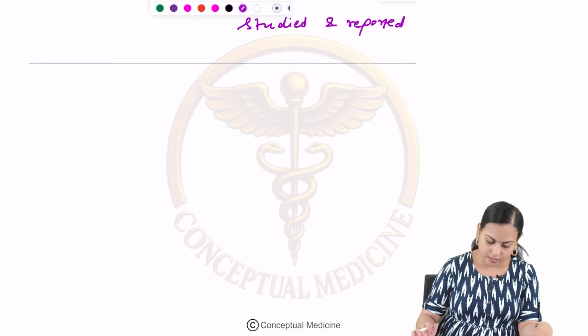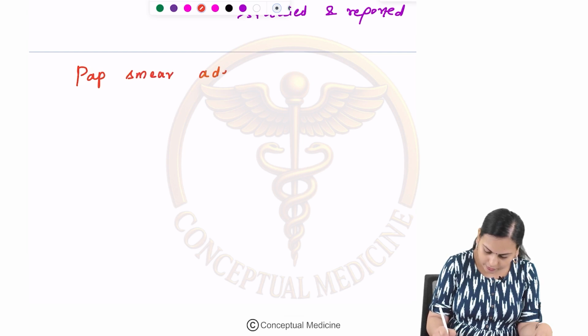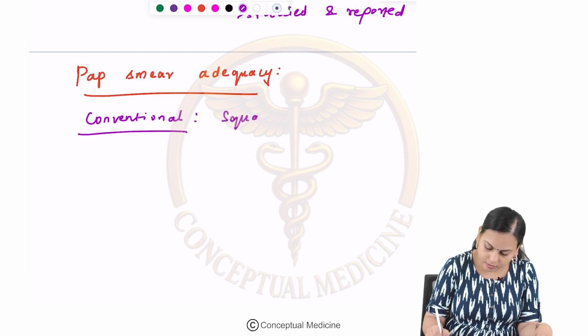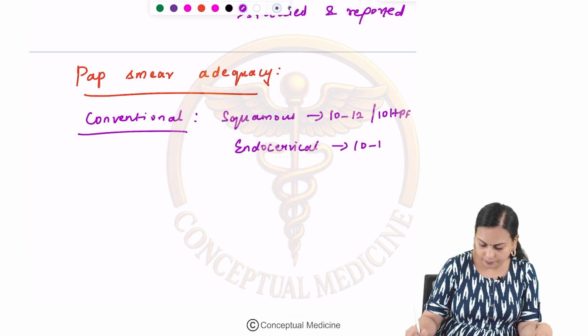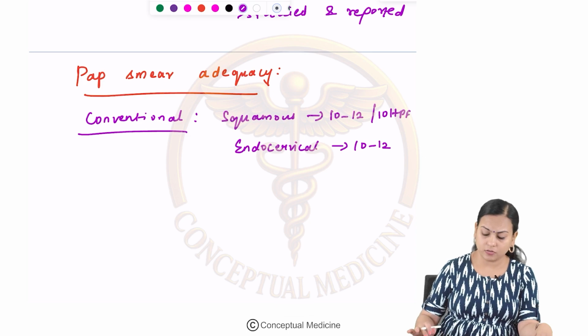Clear? Right. Now, let us discuss pap smear adequacy. Okay. For a conventional pap smear, the squamous cells should be 10 to 12 per 10 high power fields, and the endocervical cells should be between 10 to 12. Okay, that is, the squamous cells should be 10 to 12, as well as the columnar cells are also 10 to 12.